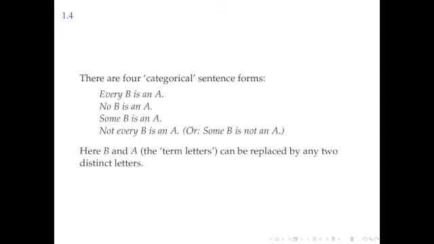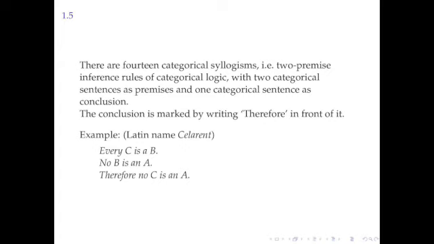Here B and A are called the term letters, and we can replace them in any of these sentence forms by any two different letters. Aristotle has 14 categorical syllogisms. Now, a categorical syllogism is a two-premise inference rule with two categorical sentences as its premises and one categorical sentence as conclusion. And we generally mark the conclusion by writing therefore in front of it.